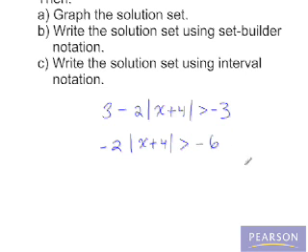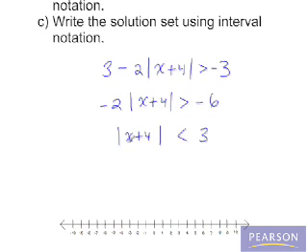3 is negative 6. Now we'll divide both sides by a negative 2, and since we're dividing by a negative, we need to remember to flip the inequality symbol. So now dividing both sides by a negative 2 gives us the absolute value of x plus 4 is less than negative 6 divided by negative 2 is positive 3.